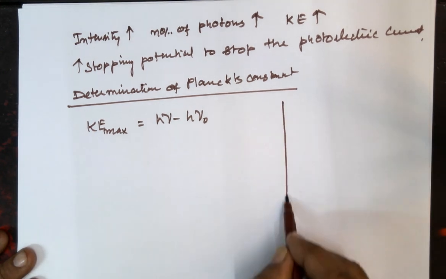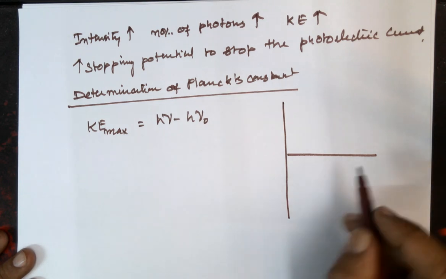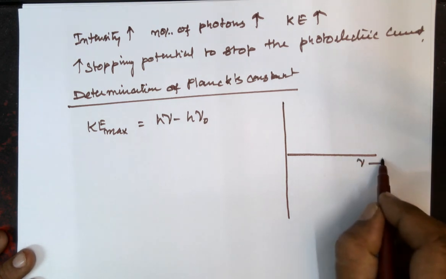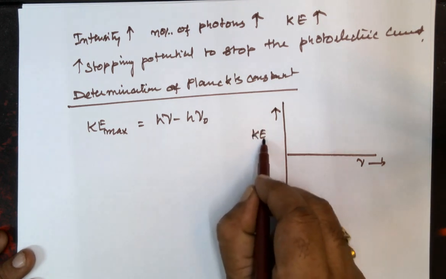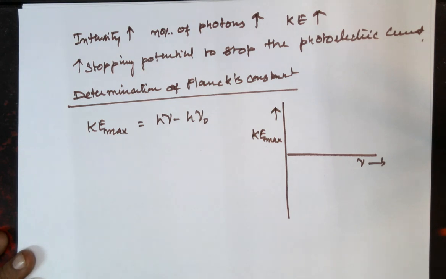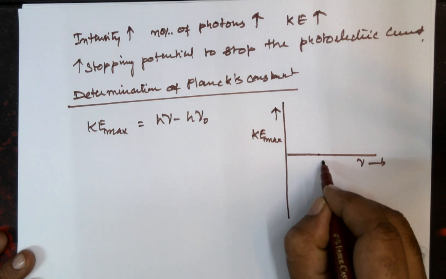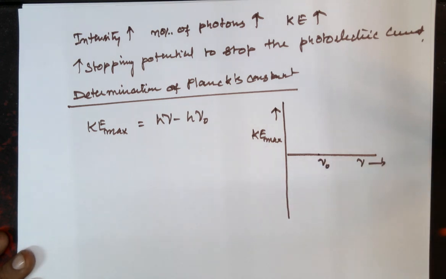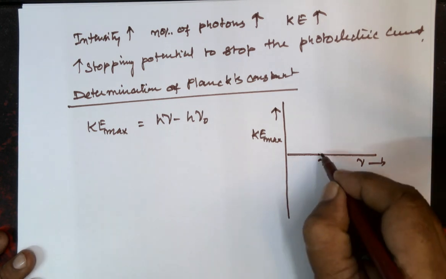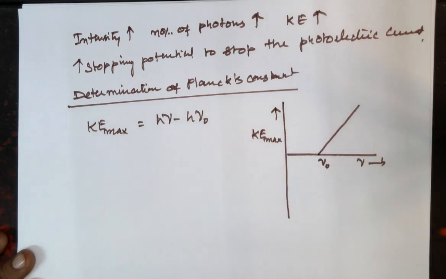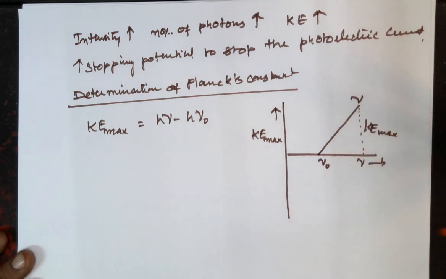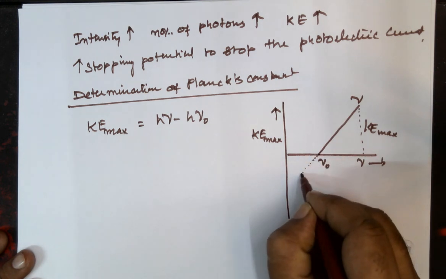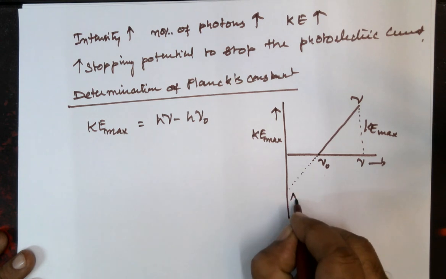Now let me consider a graph plotted between nu on the x-axis and Ke max on the y-axis. As we know, this is the minimum frequency required to exhibit the photoelectric effect. So the photoelectric effect can occur only after crossing this, is it not? This can be the kinetic energy maximum. It reaches a certain amount of nu, below which it will not exhibit any electron, and it reaches a certain lowest value A.